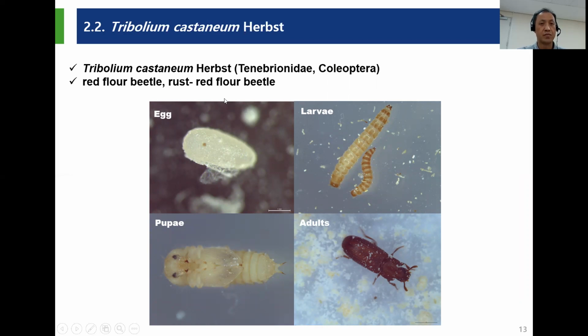The next insect is the red flour beetle, Tribolium castaneum. Eggs are spherical and milk white. The larvae are cylindrical, light yellow, and the head is yellow-brown. The adults are 3 to 4 millimeters long, reddish brown, and have a large club-shaped antenna.